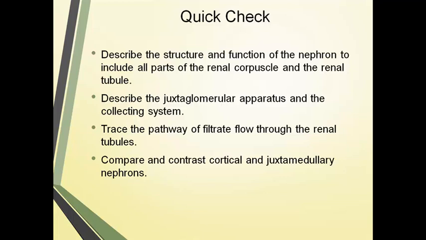So in this section, hopefully I did an okay job of trying to explain both the structure and the function of the nephron itself. Remember, it is the functional unit for the kidneys. It consists of a renal corpuscle and the renal tubules. The corpuscle is designed with the glomerulus to filter the blood with high filtration rates. The renal tubules are all about reabsorbing or secreting substances into the fluid. We said the JG apparatus, or the juxtaglomerular apparatus, and the collecting system work together to concentrate the urine. We talked about the pathway of the filtrate and also the differences between the two types of nephrons.